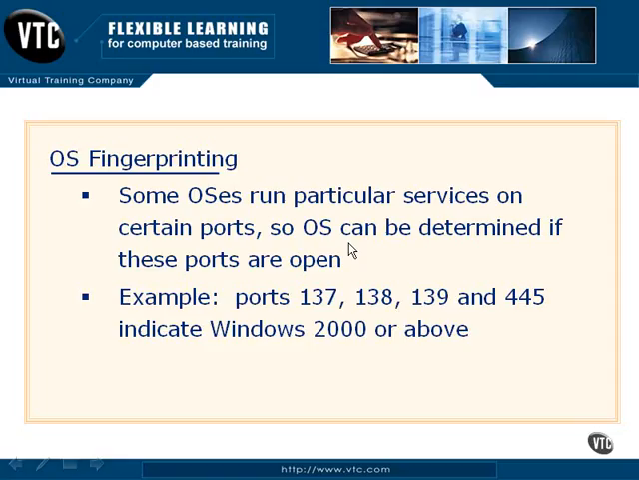A great example of this are the ports 137, 138, 139, and 445, which all combine together to produce a Windows 2000 or newer operating system, because only Windows 2000 utilizes all four of these ports. And on a relatively frequent basis, you can actually look at any combination of these, such as 139 and 445. The combination of just those two can identify a certain version of Windows, such as Windows XP or Server 2003.